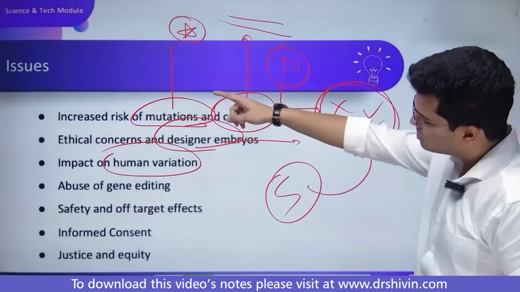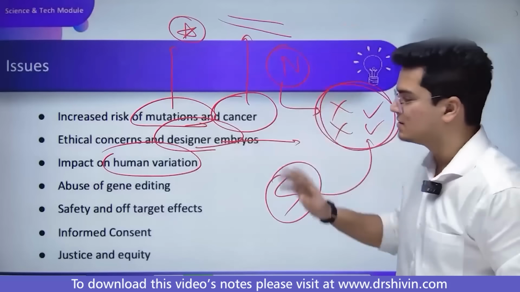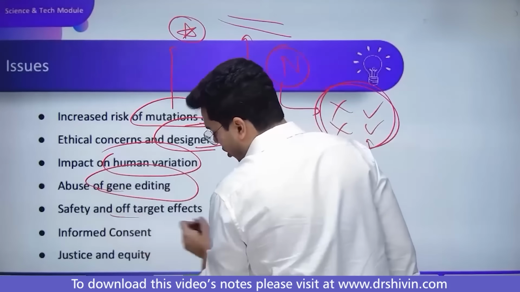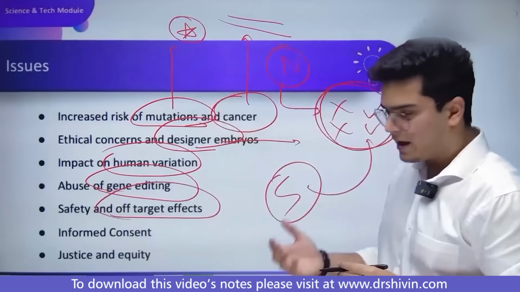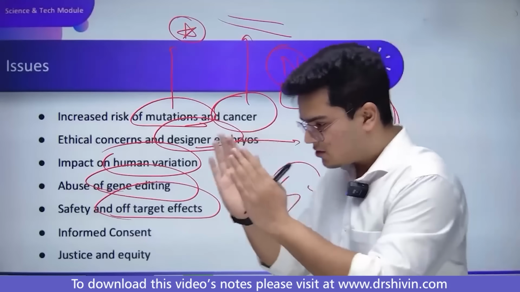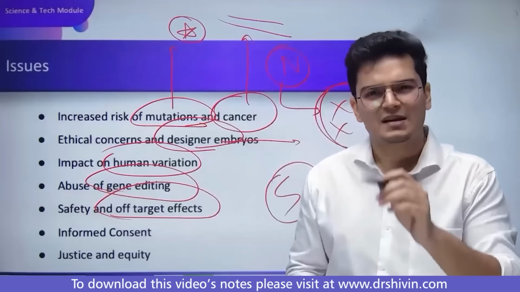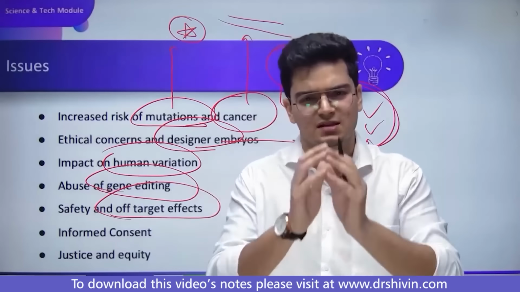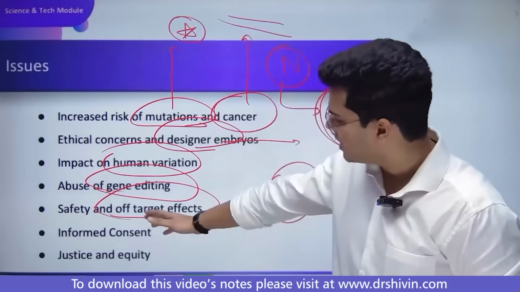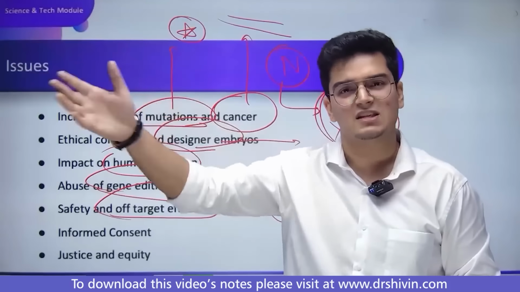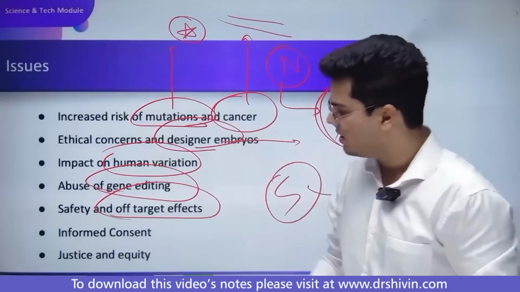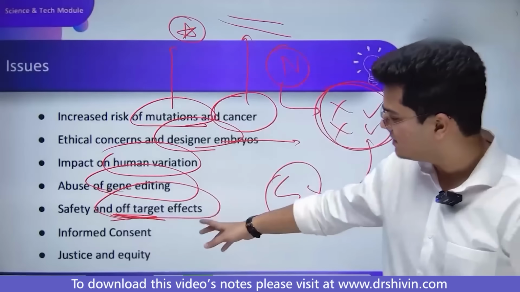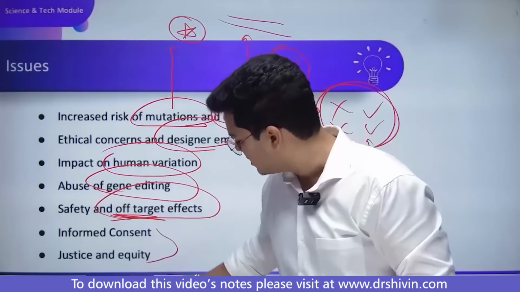So if I use CRISPR, there will be an impact on human variation. There can be abuse of genetic editing. There can be off-target effects. Here I am trying to ensure that only the targeted gene is cut. But sometimes it's possible that the technology does not work. No technology is 100% proof. So sometimes it may cut DNA in places where I don't want it. What will that be called? Off-target effect.